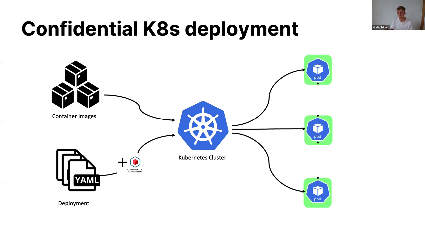And the first thing we did, or what you can do, is basically change the container runtime inside your YAML files and tell it, hey, please start this in a confidential container runtime. And this will do exactly that. It will use this Kata mechanism for creating confidential VMs for all your pods. And that's it.